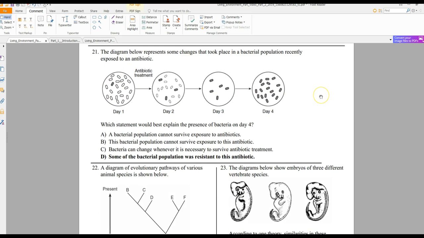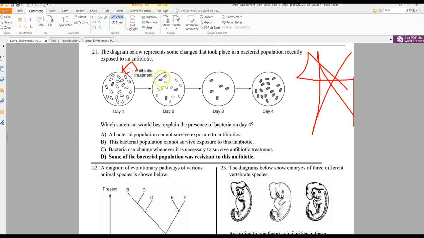Here we have the same situation with the pesticide and the bugs, but now with antibiotics and bacteria. I am going to put a huge star, huge. You're definitely going to have a question based off of this. So here we have bacteria, right? And it's being treated by antibiotic. Antibiotics kill bacteria. So here we have antibiotics, and here's one dark little guy.